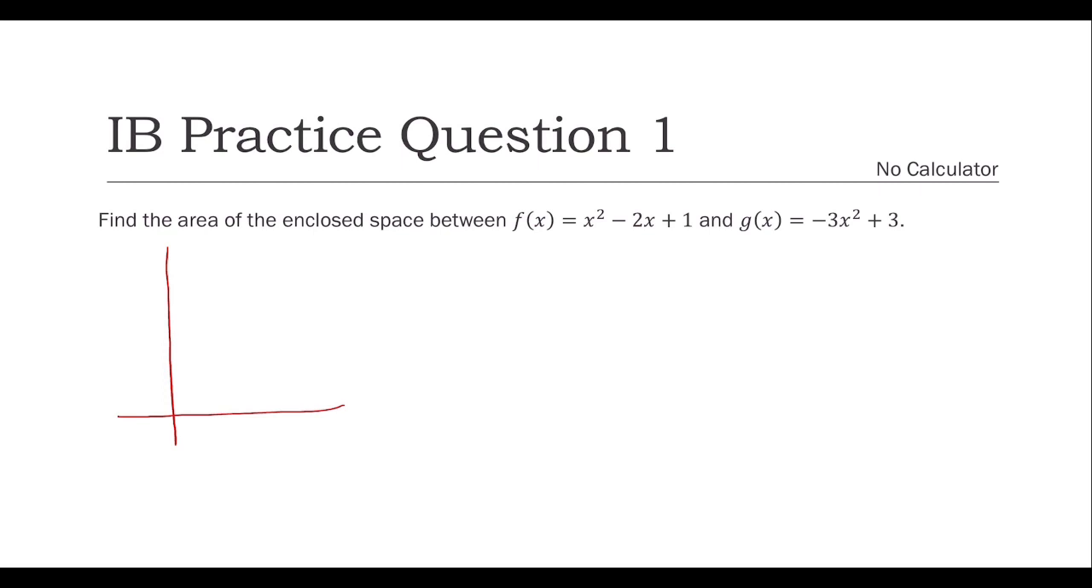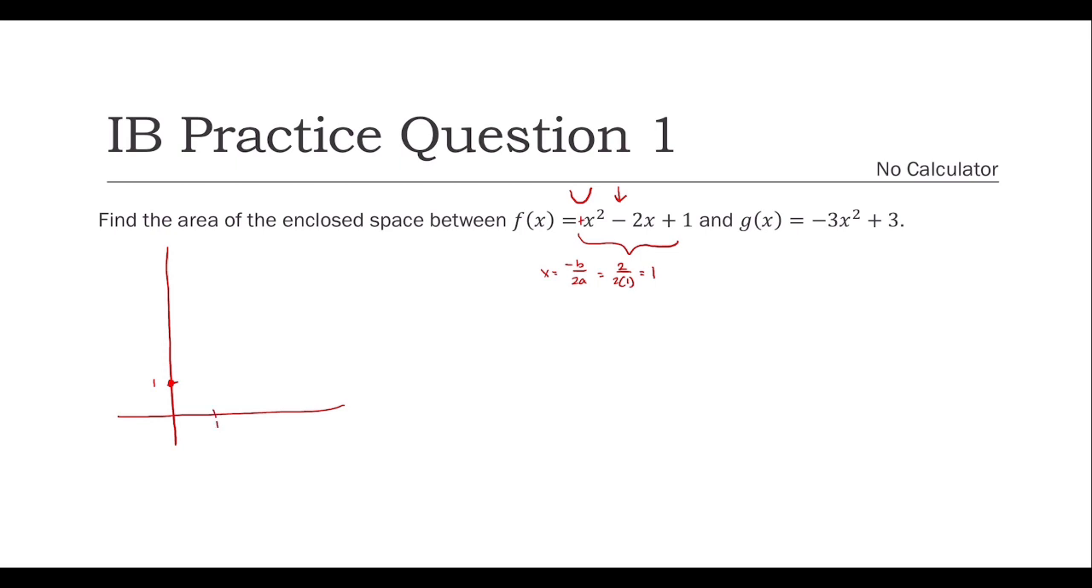So our f of x is this. So if x is 0, y is 1. Our function is going to be concave up like this because it's positive in front of our x squared. And then if you remember to find your line of symmetry with quadratics, it's going to be negative b over 2a. So that's going to be negative negative 2, so 2 over 2 times 1, which equals 1. So when x is 1, that'll be our line of symmetry.